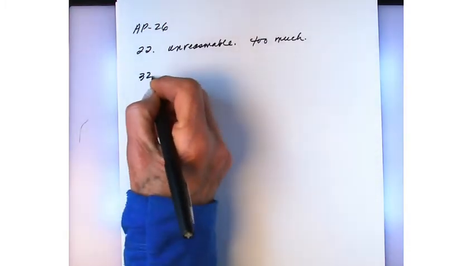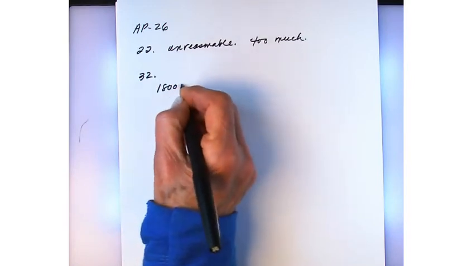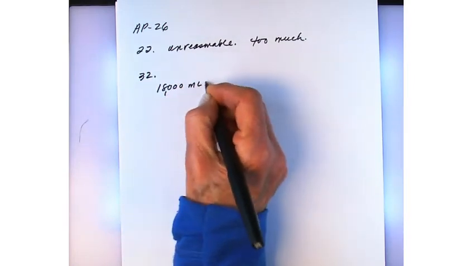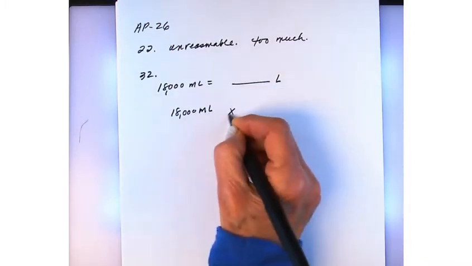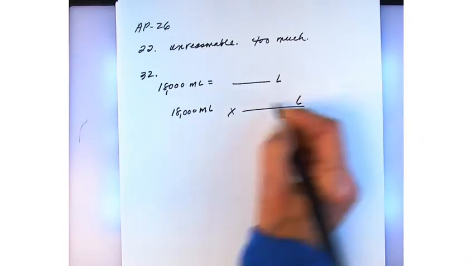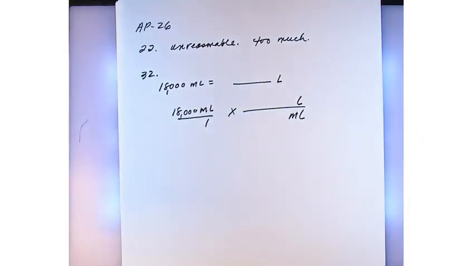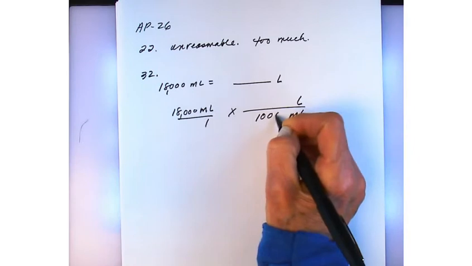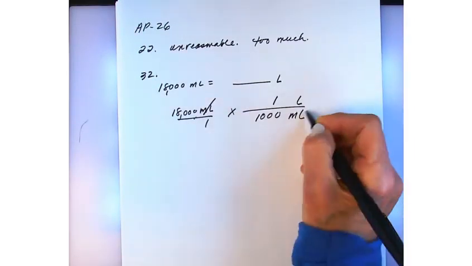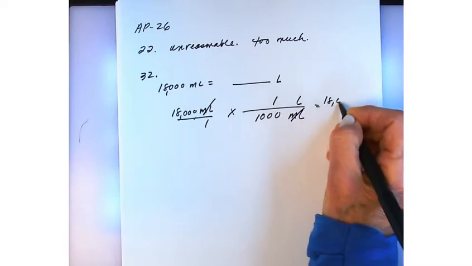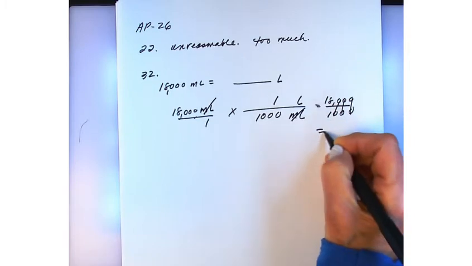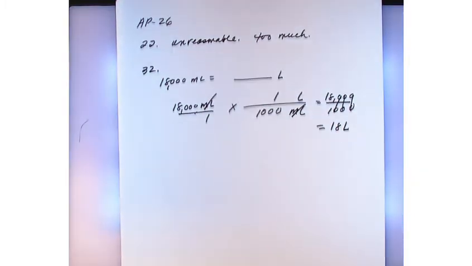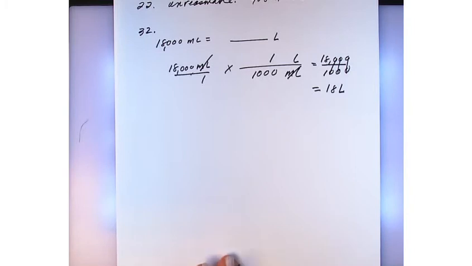Number 32. We want 18,000 milliliters equals how many liters? So 18,000 milliliters, out go the milliliters, in come the liters. So you just have to remember that milli means 1,000. So the milliliters cancel out. You have 18,000 over 1,000, and you get 18 liters. How are you holding up, folks? How's it going?